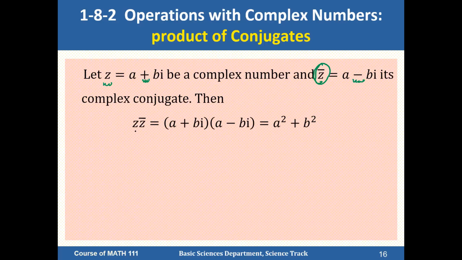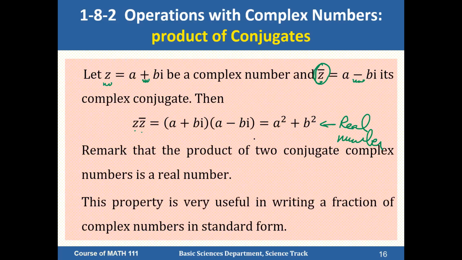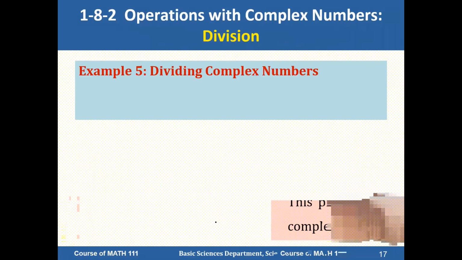If we multiply a complex number by its conjugate, the result is a real number. So i disappears from the product. It's a squared plus b squared. It's a real number. So this is important to rationalize denominators of complex fractions and write a complex fraction in standard form. So this is very useful, and we use this property for division.